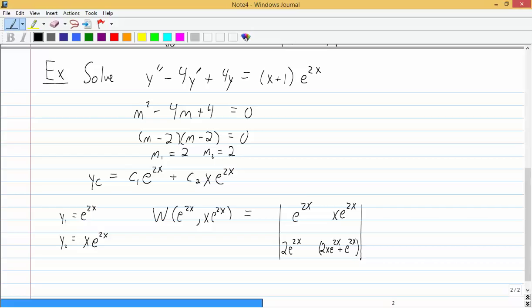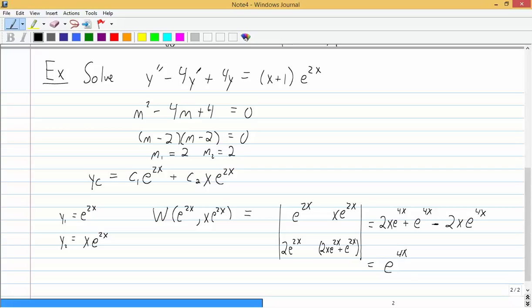Now, work out the determinant. Multiply this diagonal, and you get 2x e to the 4x plus e to the 4x. So it's this diagonal minus this diagonal, the product of this diagonal. So that's going to be 2x e to the 4x. So you can actually see that these two like terms cancel out and leave you with e to the 4x. So that's what our Wronskian of two of our solutions is equal to.